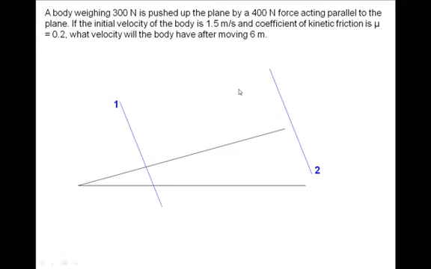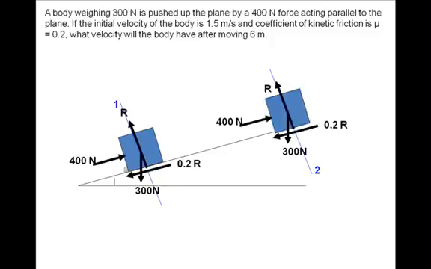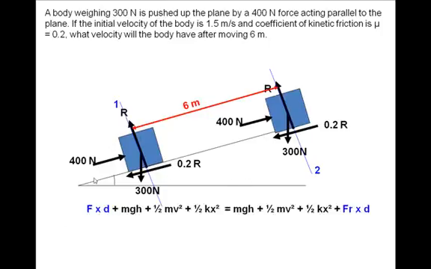Okay, let's look at the next problem. It says a body weighing 300 Newton is pushed up the plane by a 400 Newton force acting parallel to the plane. If the initial velocity of the body is 1.5 meter per second and the coefficient of kinetic friction is 0.2, what velocity will the body have after moving 6 meters? So here is body's position 1, here is body's position 2 after 6 meters, and you are asked velocity in position 2. So we do it in exactly a similar manner: write the energy equation and see what is what.